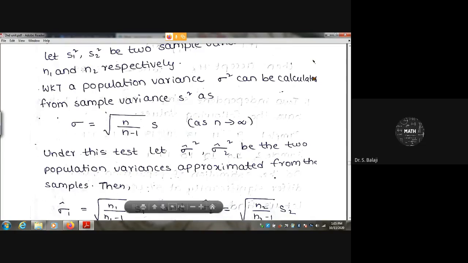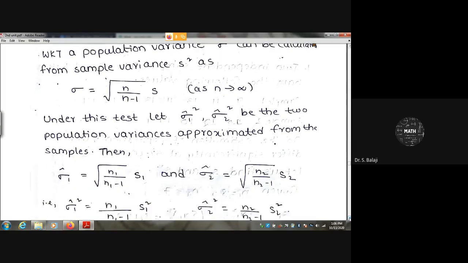Now for this test, let S1 square and S2 square be the two sample variances. If you want to calculate the population variances from these two sample variances, you can denote them by sigma 1 cap square and sigma 2 cap square, the two population variances approximated from the samples.